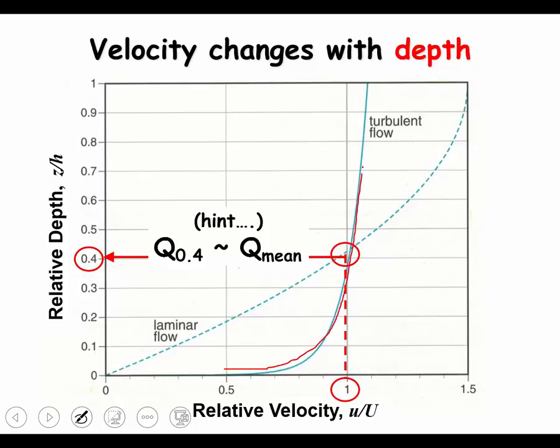So here is a hint. Remember that velocity profile that we talked about for laminar flow? It's logarithmic. The mean flow is typically at a relative depth of about 40%. And what that means is that if this is the surface, then if you go 40% from the bottom and just measure the velocity there, that's a pretty good first approximation. Well, that means one measurement along the point is probably not the best way, but it is an approximation of velocity.